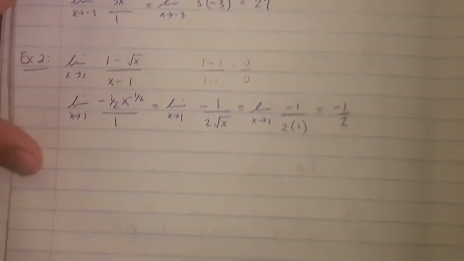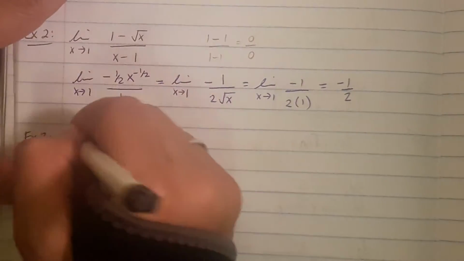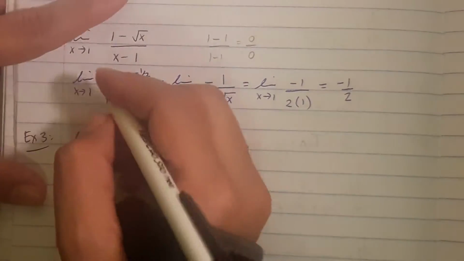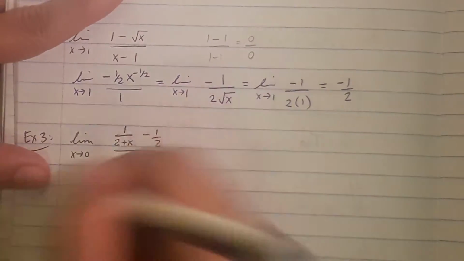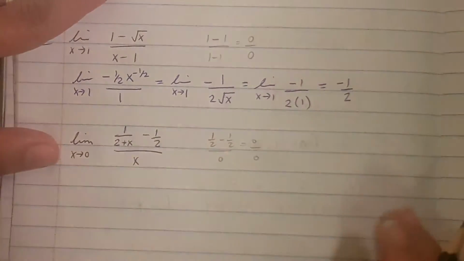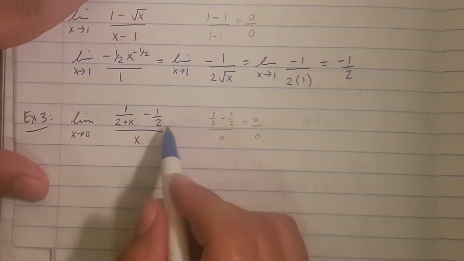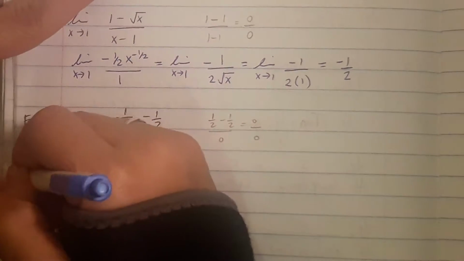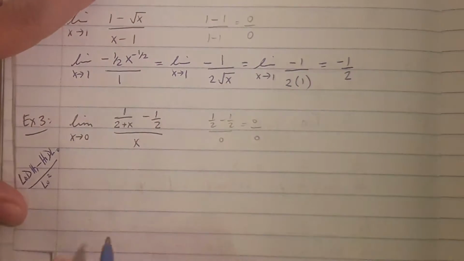Alright, the limit as x goes to 0 of 1 over 2 plus x minus 1 half, over x. So this is a compound fraction one. So listening check, put a box around example 3. Make sure it's indeterminate by plugging in 0. You get 1 half minus 1 half over 0, which is 0 over 0. Alright, take the derivative of the top. So we need low d high minus high d low over low squared.